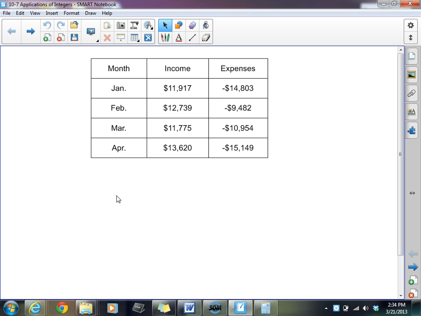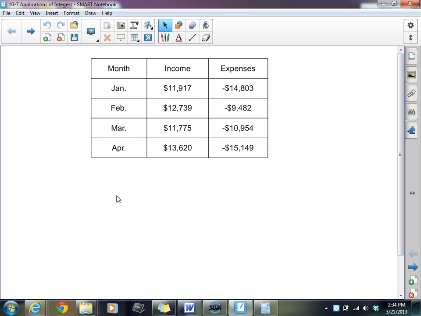Now you see on the board a chart. You can find this on page 523 in your book. It might be very helpful to go ahead and get your book out and open to page 523 so you can see exactly what's going on. So this is the income and expenses chart for a particular flower shop.